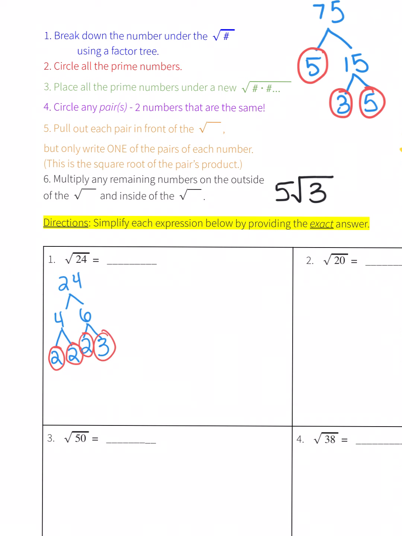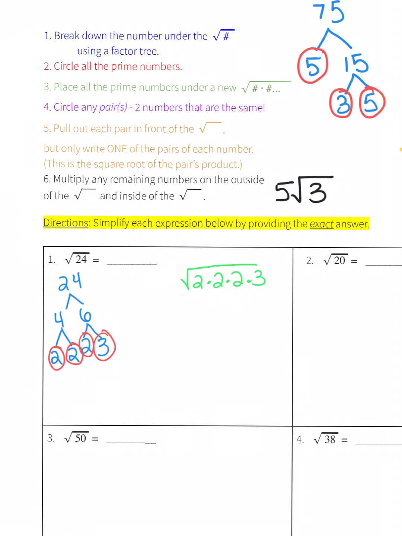All right, so step 1, break down the numbers using a factor tree. Did it. Step 2, circle all my primes. Did it. Step 3, place all prime numbers under a new square root symbol. So I'm going to do that right over here. So my next step is I have 2 times 2 times 2 times 3.